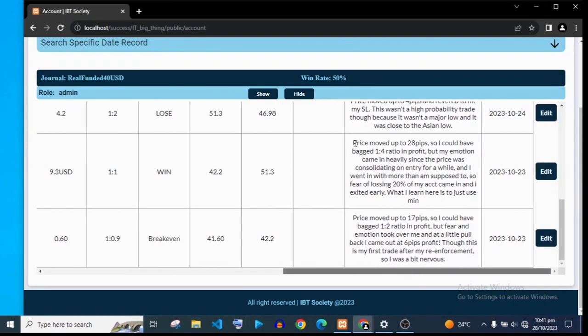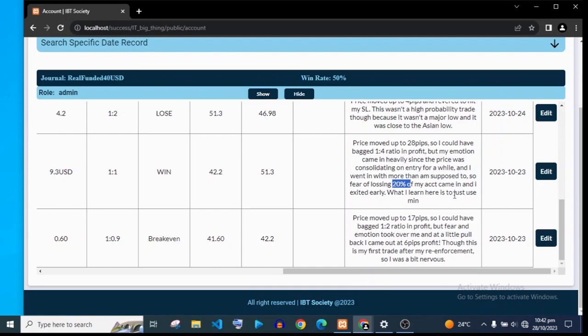So let's see how that affected my trading. My report here said price moved up to 28 pips. So I could have bagged a 1-to-4 ratio in profit, but my emotion came in heavily since the price was consolidating on entry for a while and I went in with more than I'm supposed to. So fear of losing 20% of my account came in and I exited early.